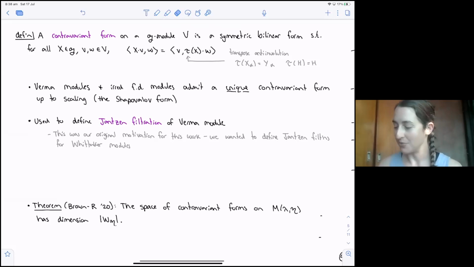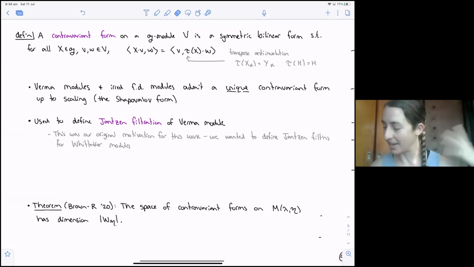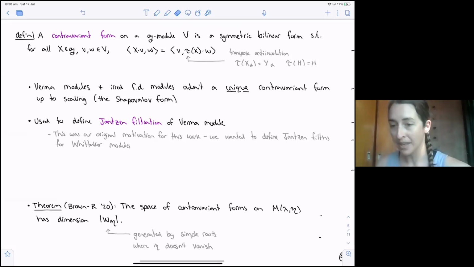If we look at contravariant forms on a standard Whittaker module instead of a Verma module, it has a lot of them. They're no longer uniquely determined by what they do on the generating vector. Instead, we have a whole vector space worth of them. That vector space's dimension is given by some subgroup of the Weyl group, and this subgroup is exactly the one generated by the simple roots where eta doesn't vanish.